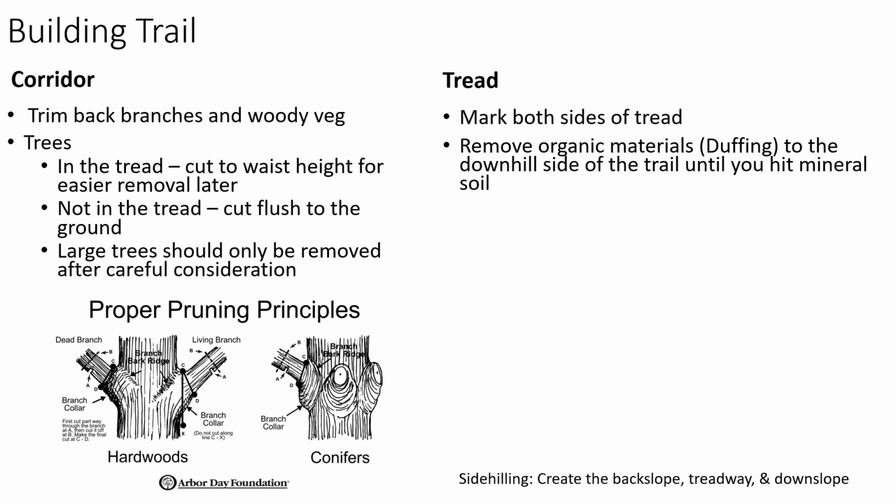You can take that organic material and pull it off to the side. You can either pull it to the downhill side of the trail, or if you think you might have to do some restoration later on, you can maybe make little piles of it and then come back and use that to naturalize your work site.